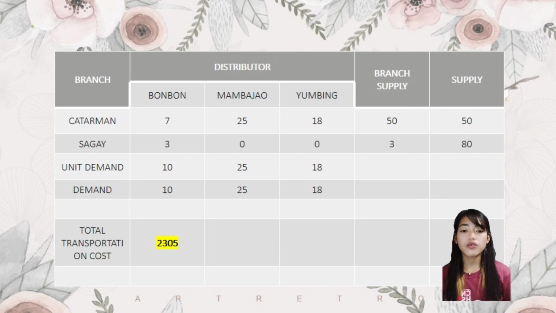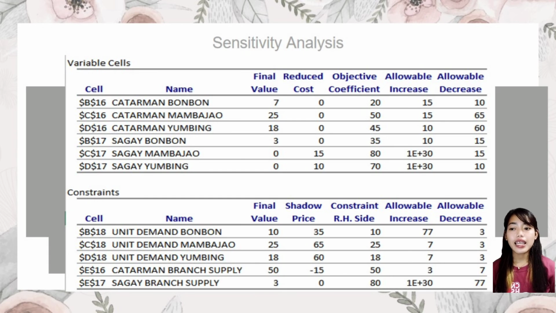Using Excel Solver, we obtained that the total transportation cost is 2,305. And the table shows how many units of product each branch transports to its distributors. In the sensitivity analysis, we have here the optimal solution, which is represented by the final value. The allowable increase and decrease values specify how much the objective coefficient could change before the optimal solution will change.